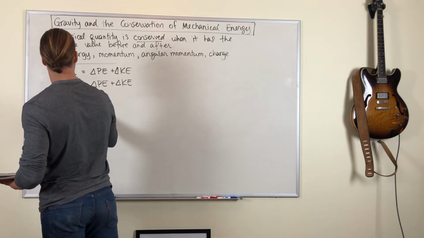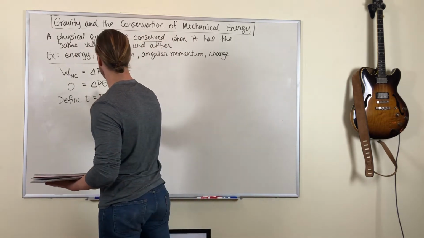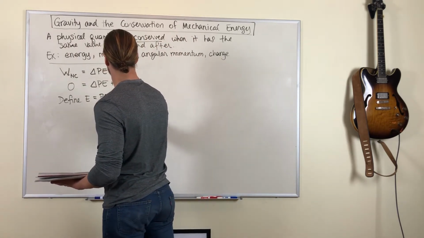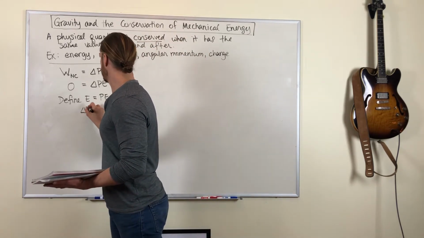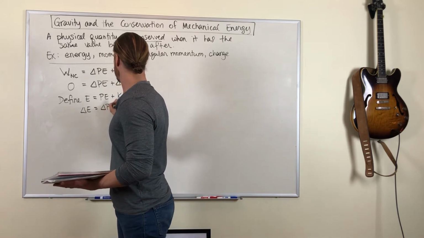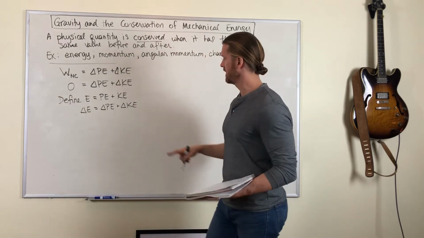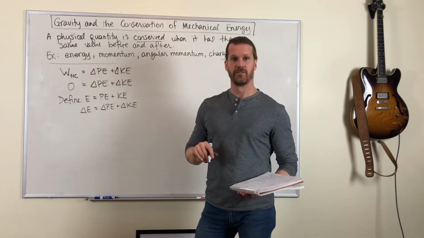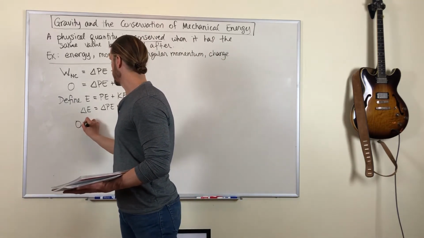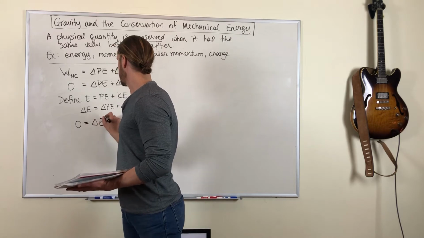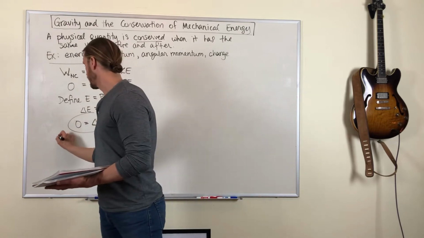So let's define E, the total mechanical energy, as potential energy plus kinetic energy. So that means delta E is delta PE plus delta KE. So in the case of no work done by non-conservative forces, we have this relationship that delta E is 0 and mechanical energy is conserved.